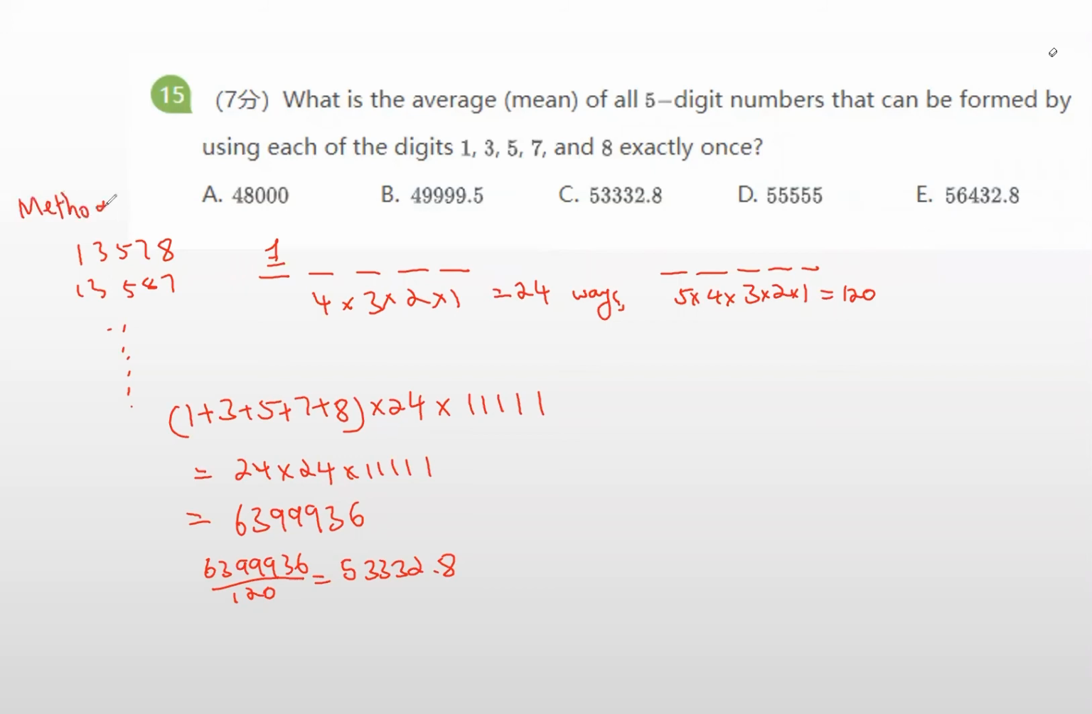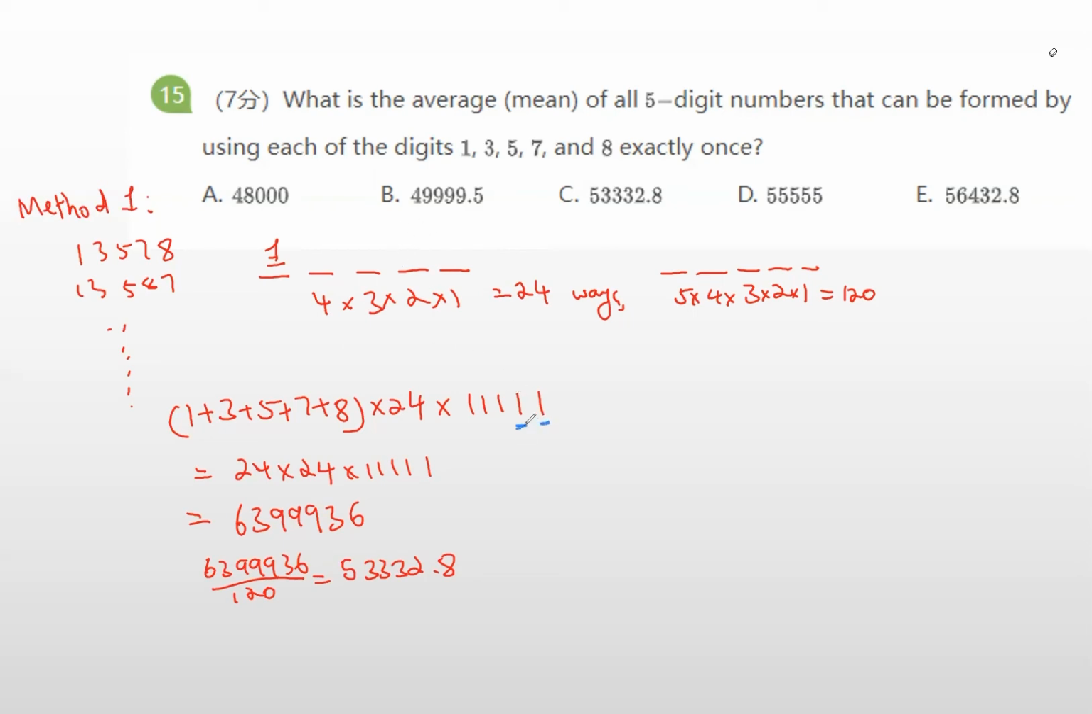You got a question, Stephen? How did you get 11111? Okay, so here, remember, we got 5 digits, right? For 5 places. So it happens on the unit digit, right? So that's the 1 here. It happens on the 10th digit as well.